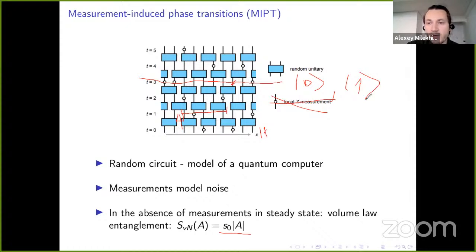Yeah, please, if there are any questions, just stop me anytime. Don't even apologize. This is just a toy model for a quantum computer. So we don't study any specific quantum circuit. We just study a generic one where all operations are random.